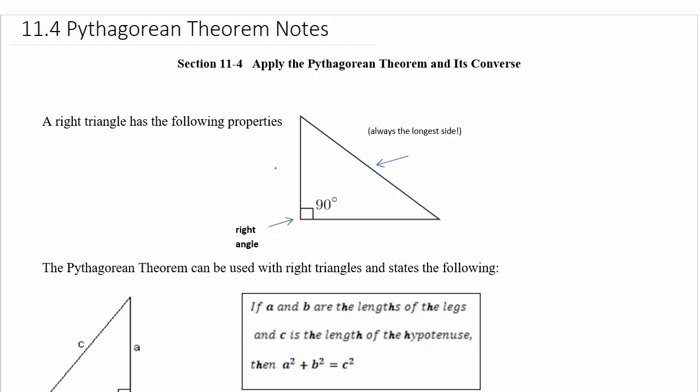The two sides that make up the right angle are called the legs of the right triangle. So these two sides are called the legs. This side, opposite the right angle, see how they're opposite, is always going to be the longest side. Has to be the longest side. This is going to be very important later on. We call this side the hypotenuse.